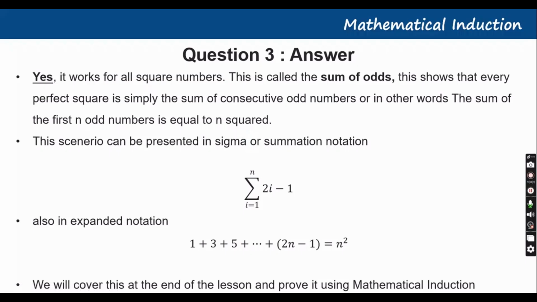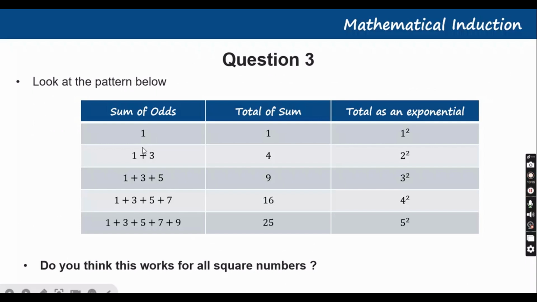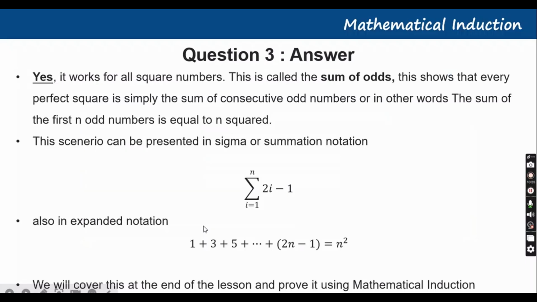For all square numbers, we showed that it can be represented in sigma notation or summation notation. Why can we show it in summation notation? If we go back, it's because we are adding new terms, new terms, new terms. So meaning that we can use the summation notation that we learned from sequences and summation notation, right? Or it can be expressed here in expanding notation, which is like this.